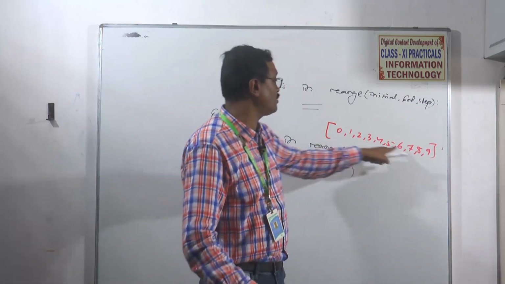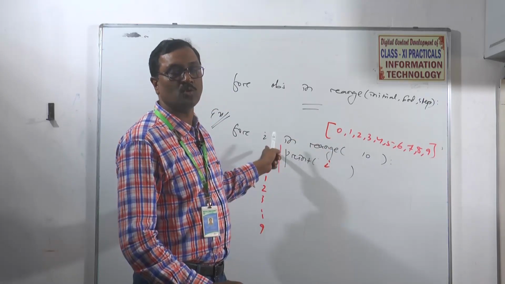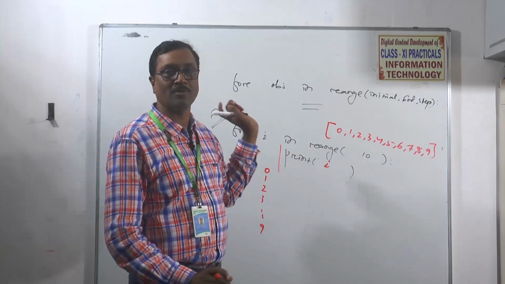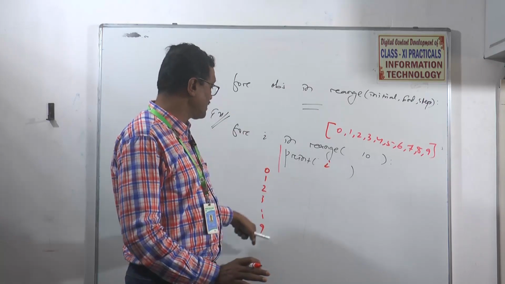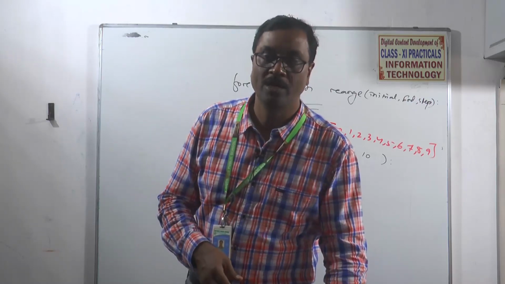Why? Because whatever range I have made, that will be assigned one after another to this i. So it will be executing this way. This is how we are using the for loop.